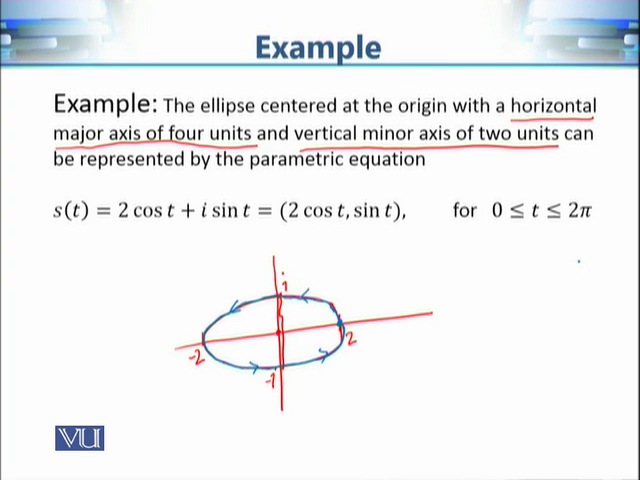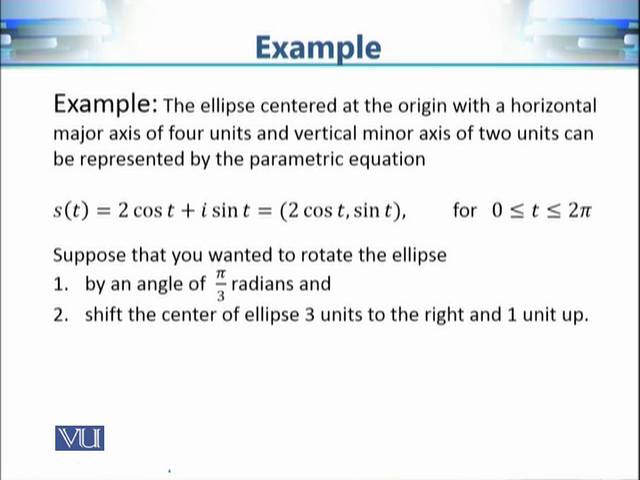Now we want to construct a linear transformation that first rotates the ellipse by an angle of pi by 3 radians, and secondly shifts the center of the ellipse 3 units to the right and 1 unit up. What does rotation by an angle of pi by 3 mean? In other words, we want a linear transformation that rotates the whole ellipse by pi by 3 angle. So this is the angle pi by 3. And it shifts the center of the ellipse 3 units to the right and 1 unit up.